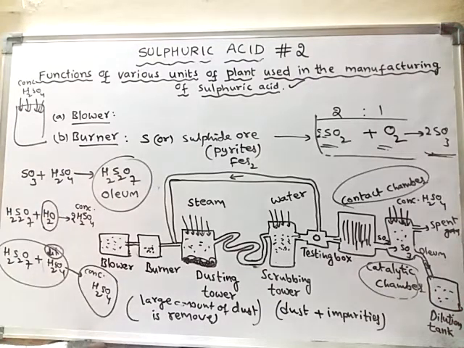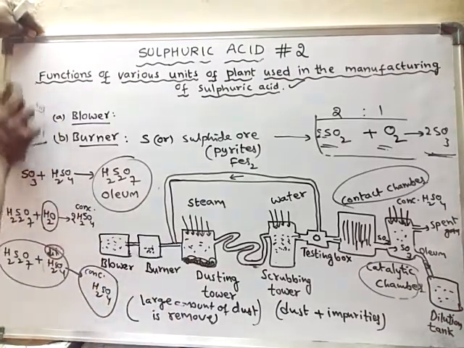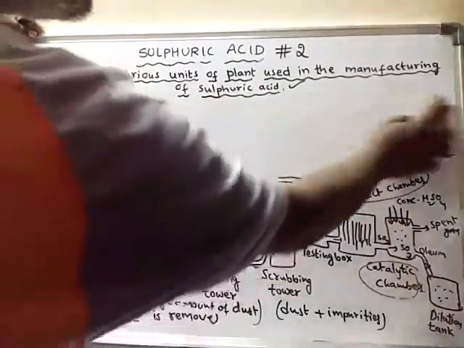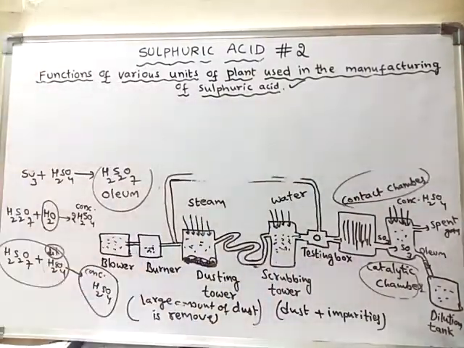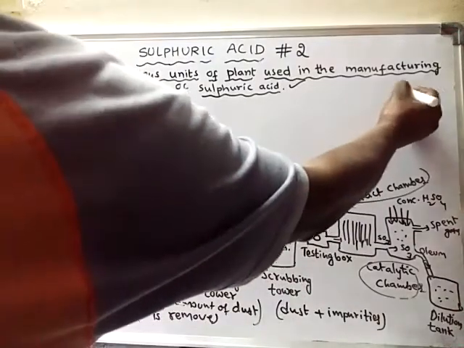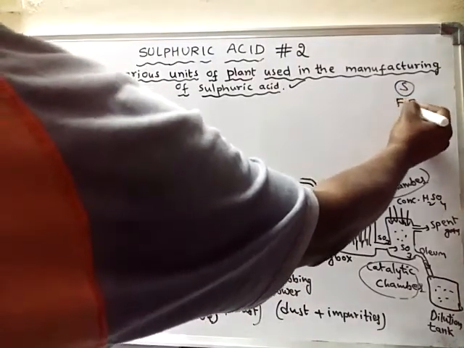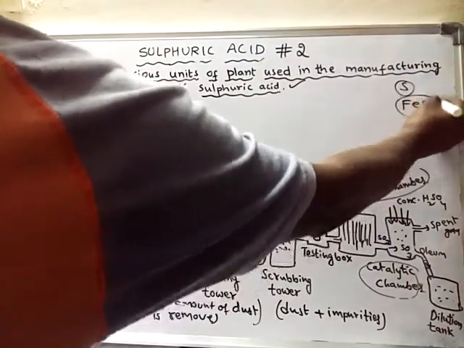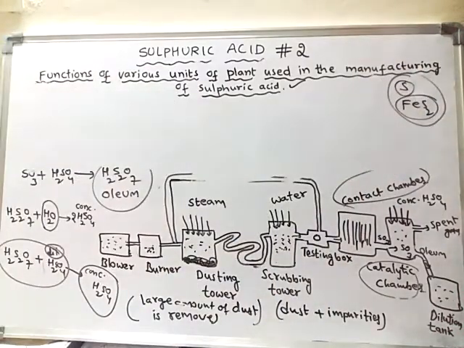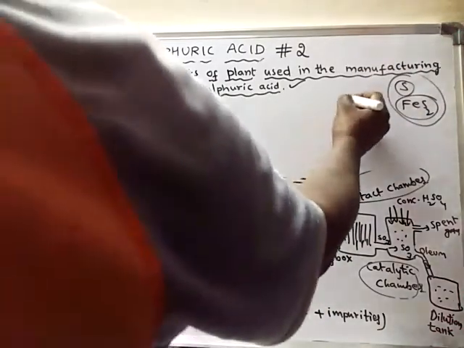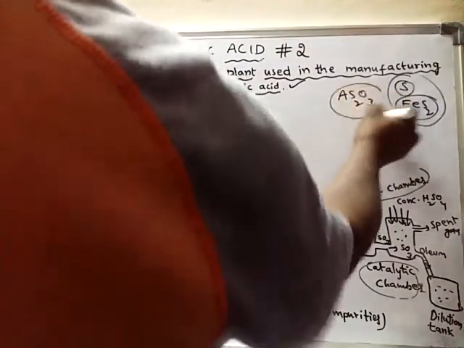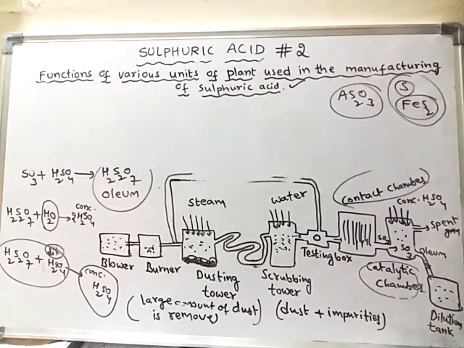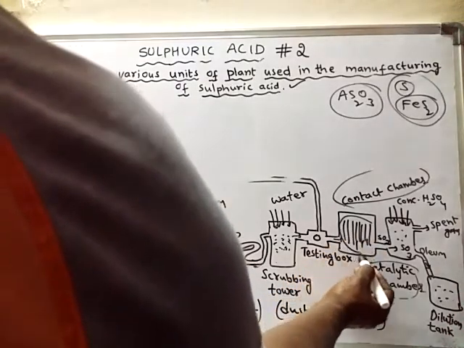After the drying tower, there may be arsenic impurities, arsenic oxide. Arsenic oxide is present as an impurity because sulfur or sulfide ore contains some arsenic as an impurity, and that arsenic converts into arsenic oxide. This arsenic oxide should not be present, because what happens? It will poison the catalyst.